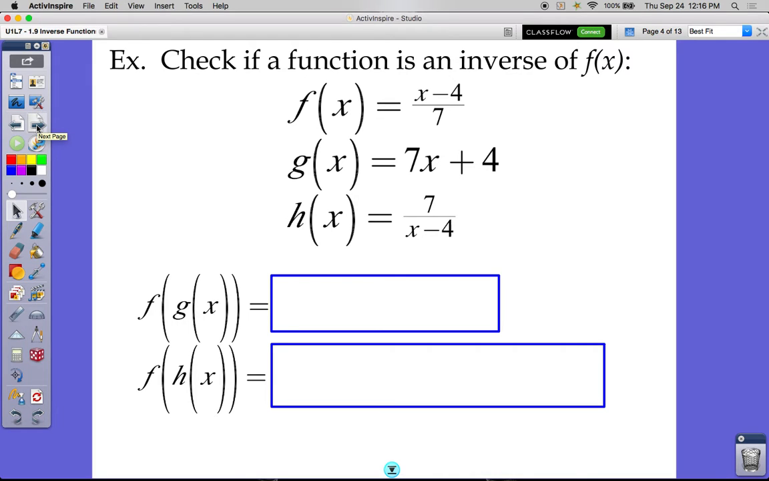So at this time, let's go ahead and check if functions are in fact inverses of each other. There are three functions. Two of these are going to be inverses of each other. The question is, which two? Now, if you're looking just in terms of inverse operations, you might be able to tell which ones are going to work.